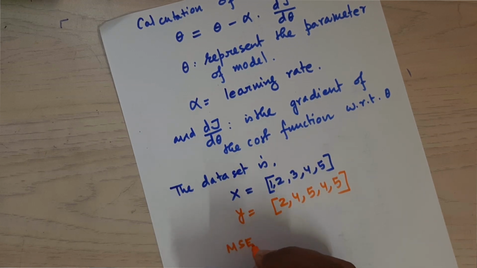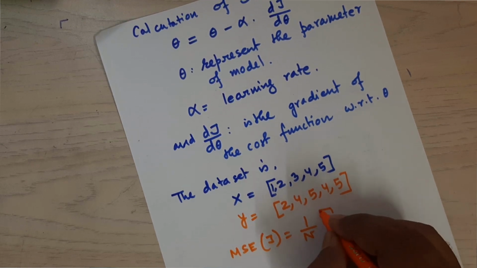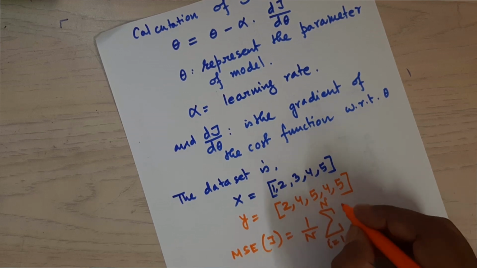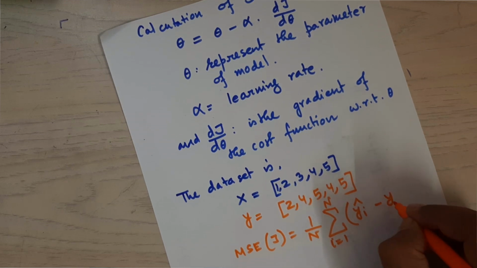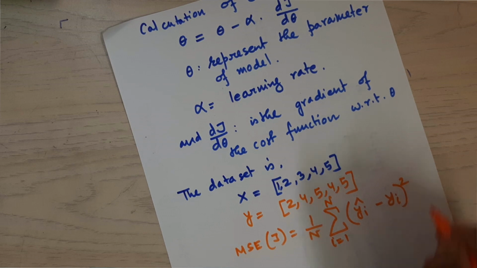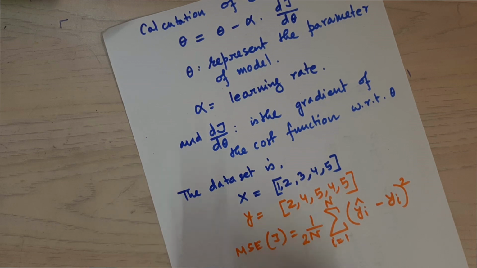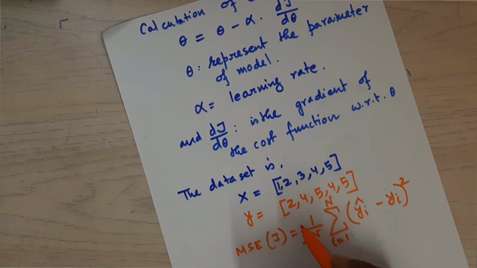So mean squared error, that means J is equal to 1 by n, summation over i is equal to 1 to n, calculated output minus actual output whole square. Sometimes this is taken as 2n just for mathematical simplicity, because when the derivative is taken, this 2 will come here and that will be nullified by the 2 in the denominator.